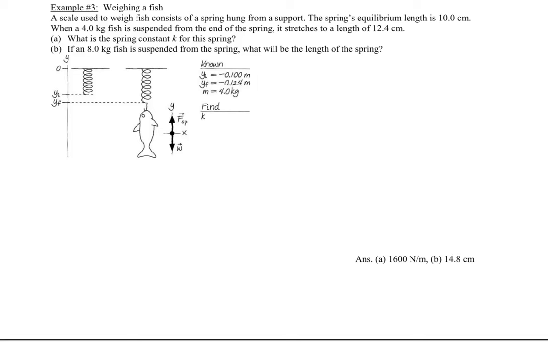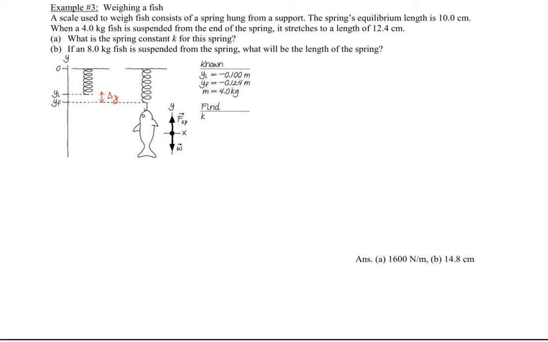Example 3. In this example, we're looking at a vertical spring hanging here, looks like at equilibrium, and suddenly you attach a fish to it. Hence, this kind of scale is called a fish scale. And it stretches this distance, which we'll simply call delta y. So we're asked in this problem to determine the spring constant k.